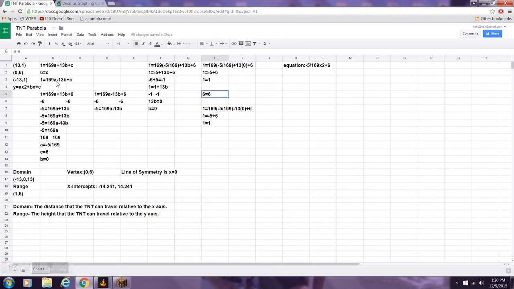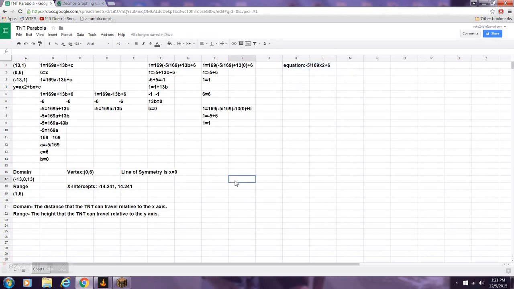6 equals c would be 6 equals 6. Then 1 equals 169 times -5 over 169 minus 13 times 0 plus 6, which would mean 1 equals -5 plus 6, which would make 1 equal 1. So plugging all those points back into the original equation of y equals ax squared plus bx plus c made the equation y equals -5 over 169 x squared plus 6.